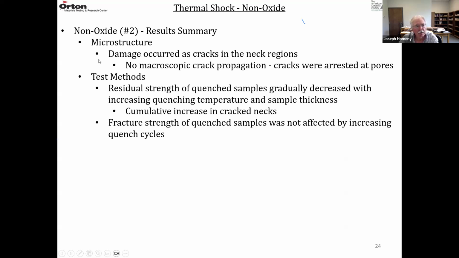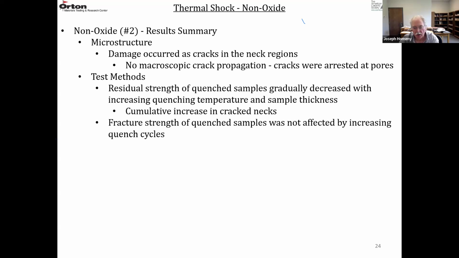So in these porous materials, the damage occurred as cracks in the neck regions. These cracks were arrested at the pore, so there was no macroscopic crack propagation. The residual strength of the quench samples gradually decreased with increasing quenching temperature and also sample thickness. And that was due to the cumulative increase of cracks in the neck regions. And the fracture strength of the quench samples was not affected by the number of quench cycles. So the damage basically took place in the first cycle.